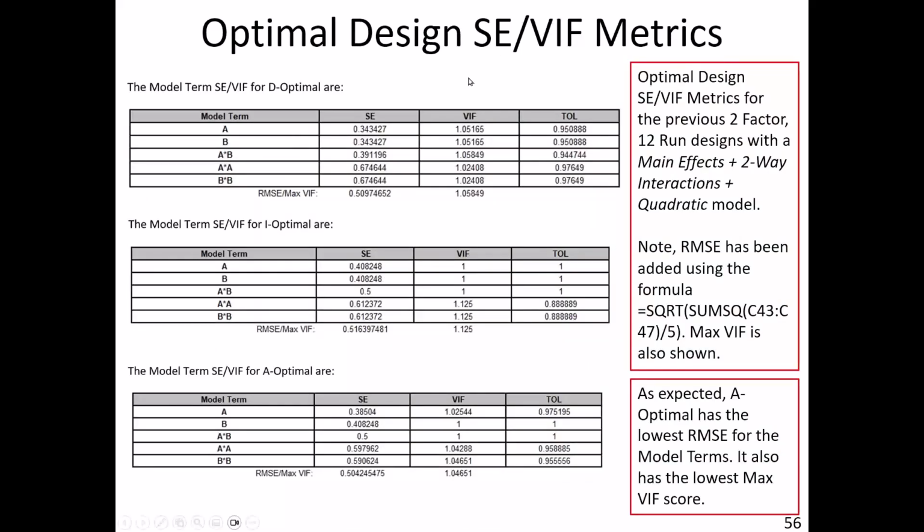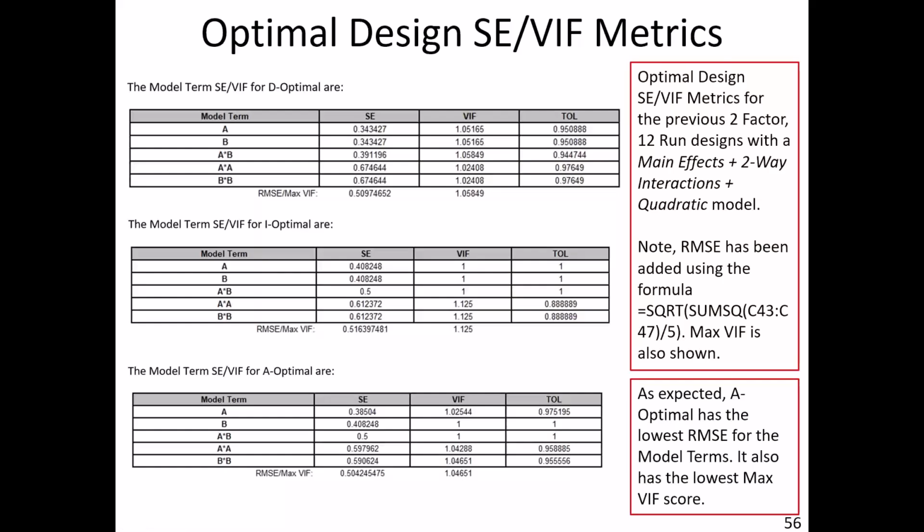We also produce the standard errors. Again, keep in mind, this is all without data. You haven't collected any data. You've only produced the design, and you're still able to look at your model SEs, assuming a standard deviation of 1. So you could take the average, the RMSE, and in this particular case, the A-optimal has the lowest RMSE and also has the lowest maximum VIF.